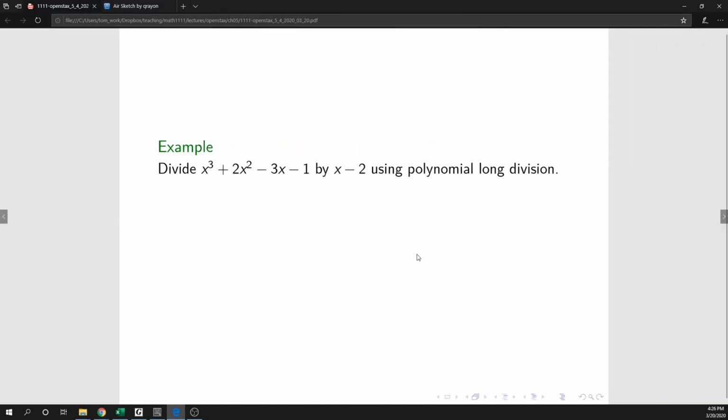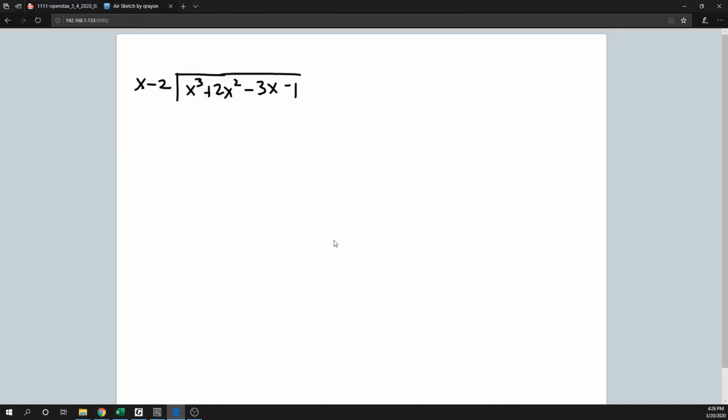All right, next example is divide x cubed plus 2x squared minus 3x minus 1 by x minus 2. Okay, so let me reset my whiteboard and then write this problem down. So x minus 2, and x cubed plus 2x squared minus 3x minus 1. Okay.